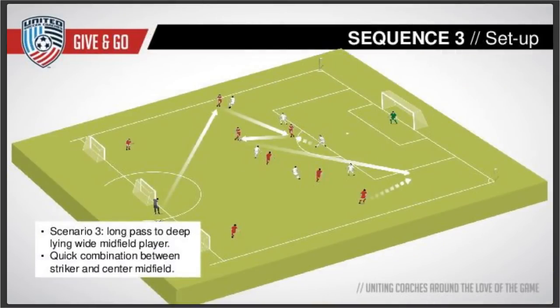So here we go, last sequence, and again, a different scenario. This time the coach is playing a deep, long ball to a high-lying wide midfield player across the park, to the left-hand side, and the red team has worked on a sequence of an interchange of short passes between the striker, an attacking central midfield player, and then look to make a penetrating pass in behind the defense of the white, for the wide right player to get forward and hopefully either get a shot in or a cross.